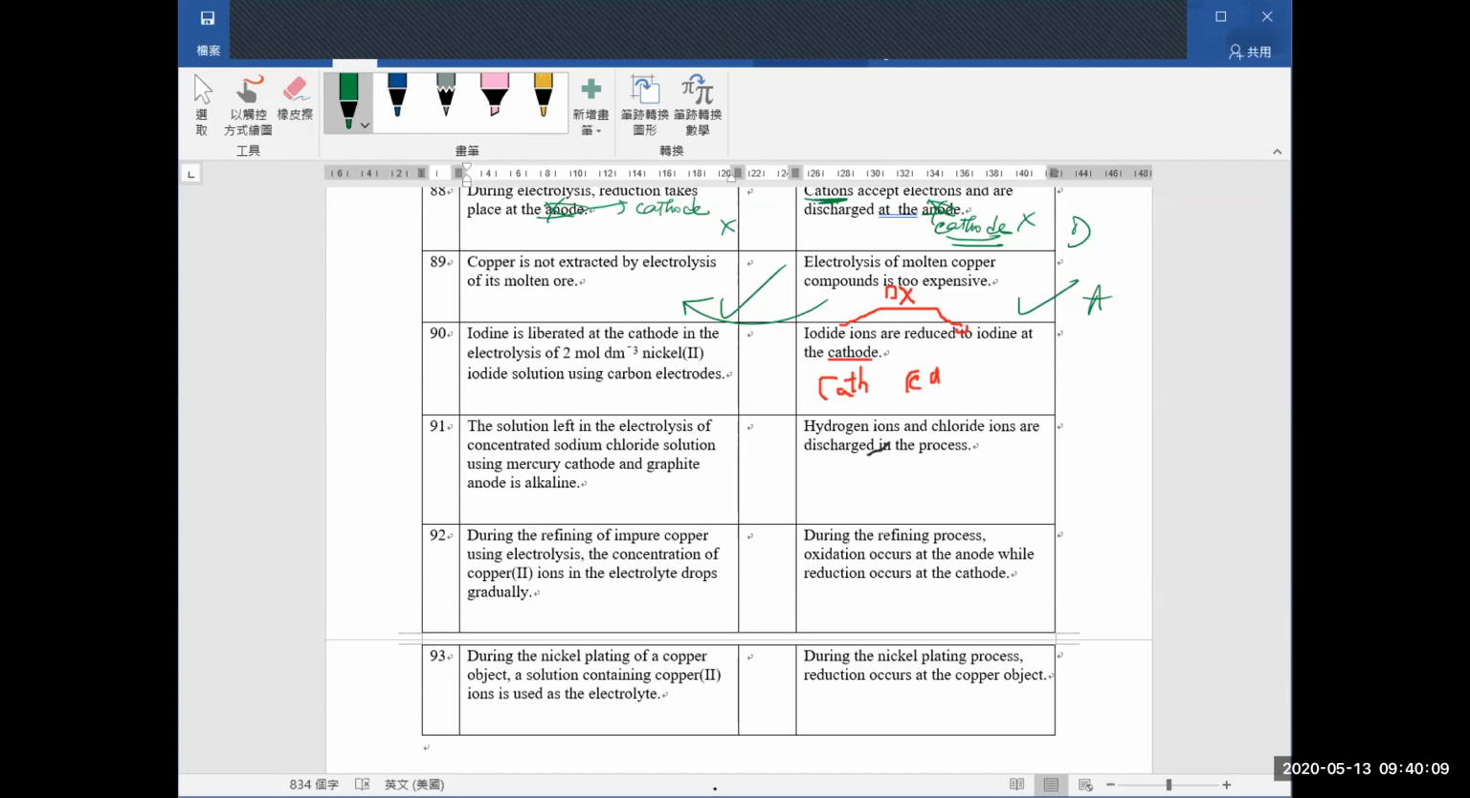So, okay, both are wrong, right? We have two ways to consider. First of all, if you consider iodine liberated at the anode, iodide ions are not reduced, right? It's oxidized to iodine at the anode, right? This is one way.